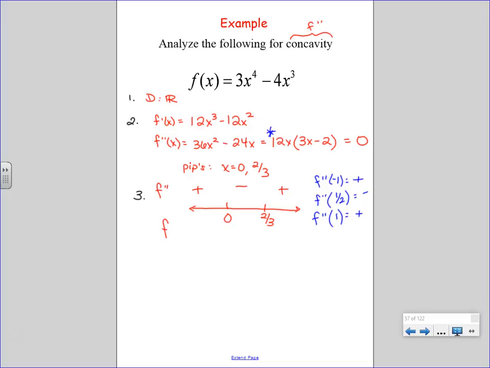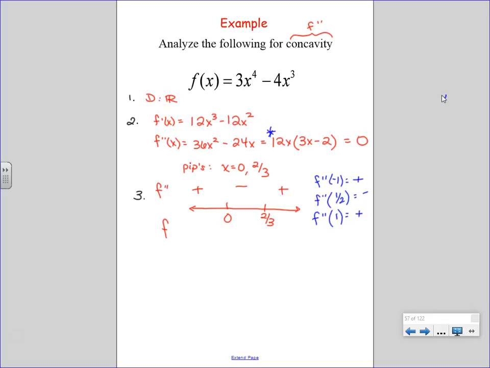Now, if I had a little f prime here, don't write anything. If I had a little f prime here, I could say, yay, it's increasing, decreasing, increasing. Why? Its derivative is positive, negative, positive. But we're making a jump, and we're saying, great, that's all well and good, but what does that tell me about f?